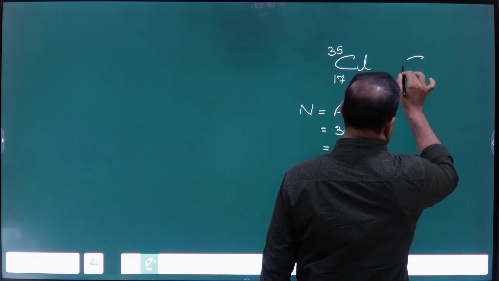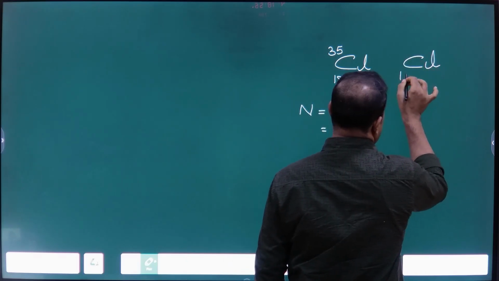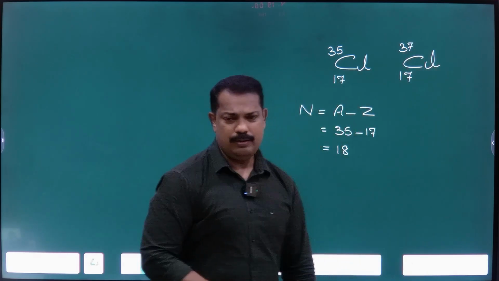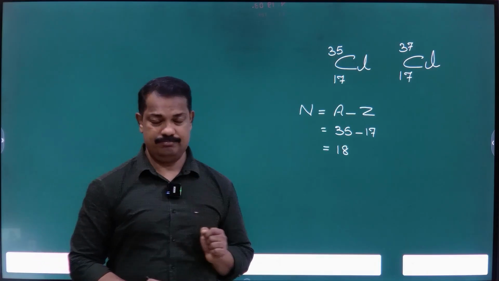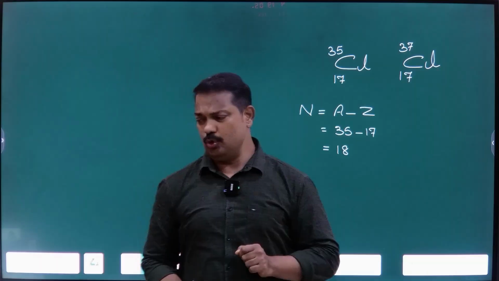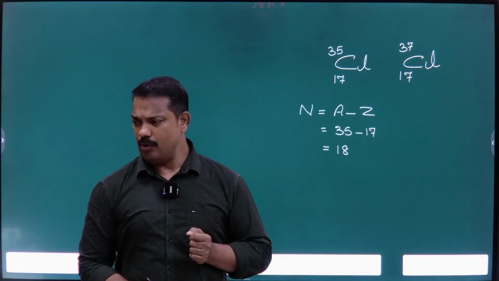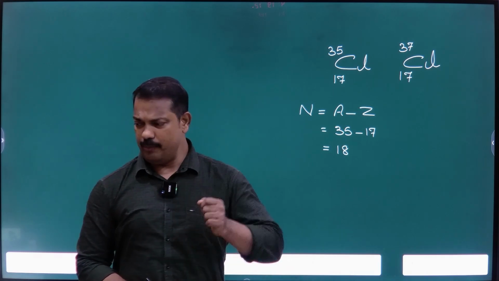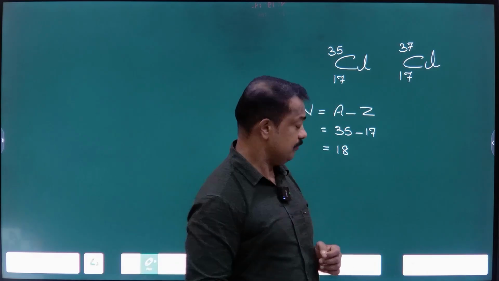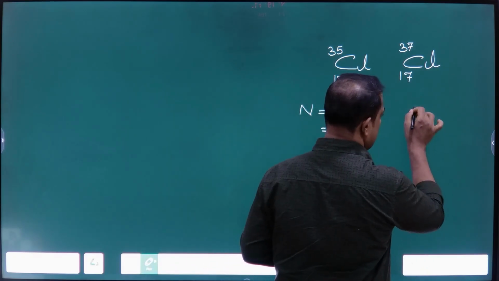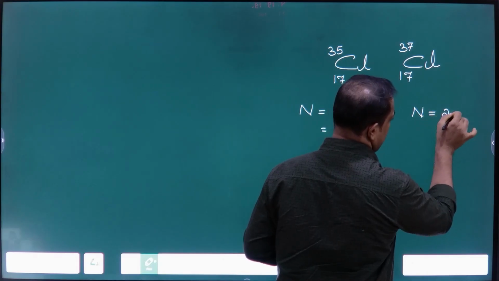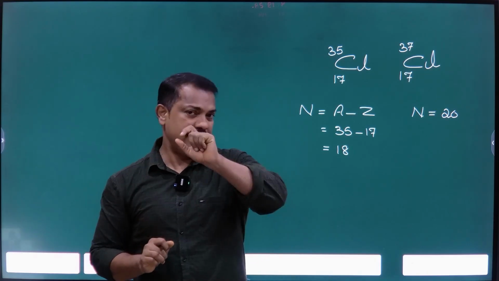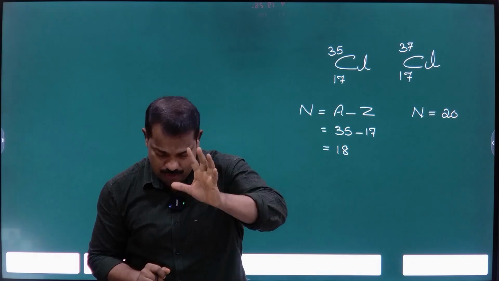And one more chlorine atom, atomic number 17, but mass number is 37. In this case, how many neutrons are present here? The number of neutrons is equal to 20. Why? 37 minus 17, that is the number of neutrons.